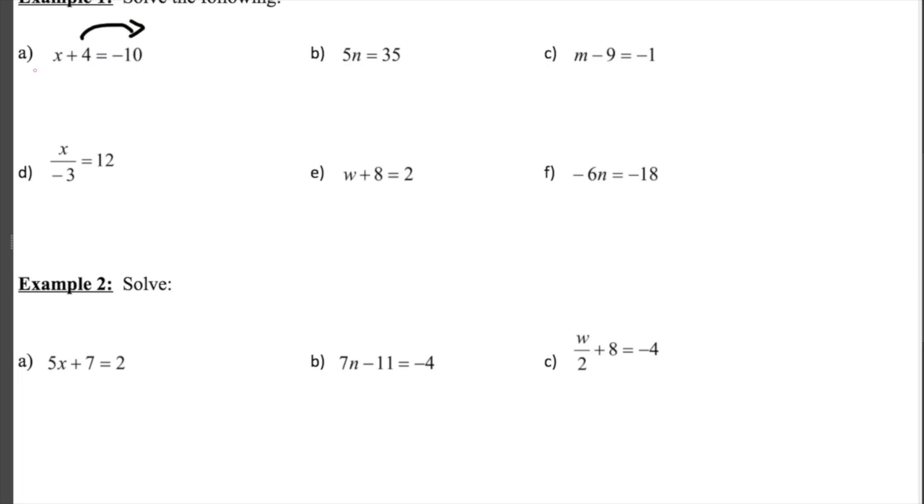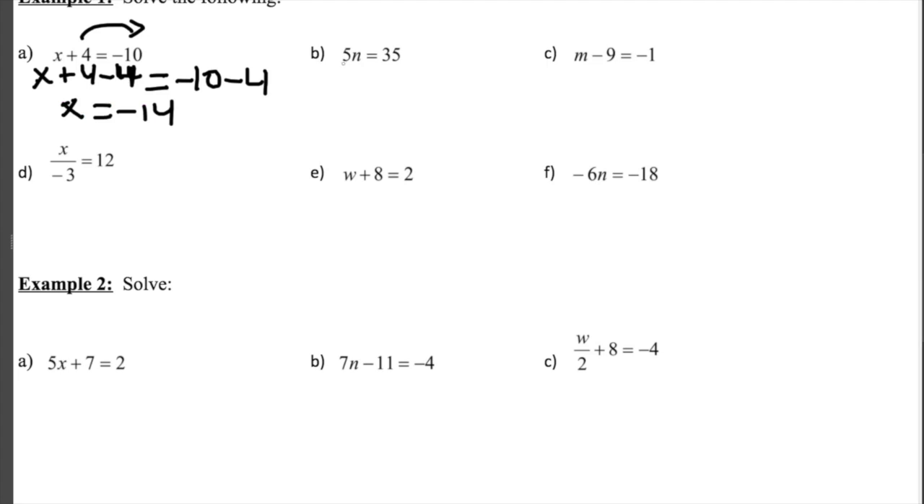To be x plus 4 minus 4. So if we do minus 4 on this side, to remove the 4, we'll have minus 4 on the other side as well. So that way x is isolated by itself, and then we're going to have minus 14. So here x is equal to minus 14.